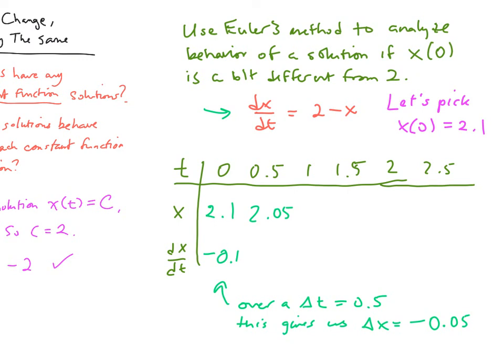That's going to take me down to 2.05. Well, if x at 0.5 is 2.05, then my rate of change is 2 minus that, which is negative 0.05. Then if I take that over an interval of length 1/2, this value x is going to change by half of this. So this is going to drop by 0.025.